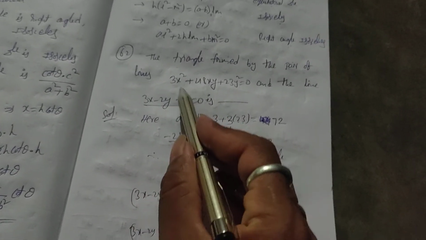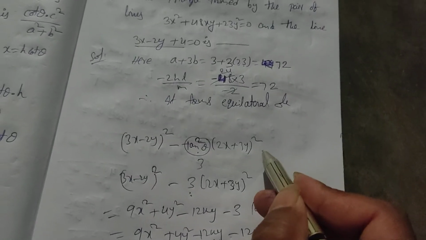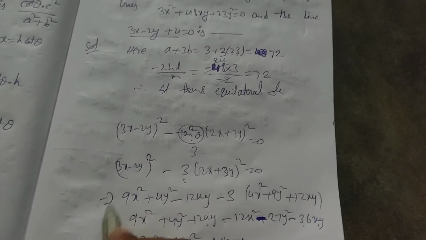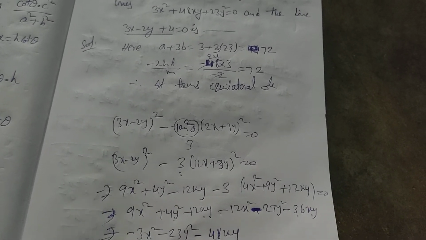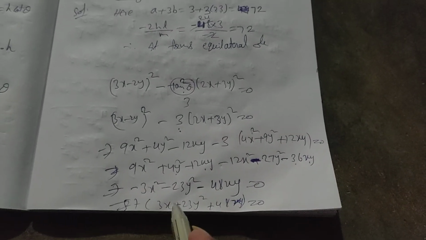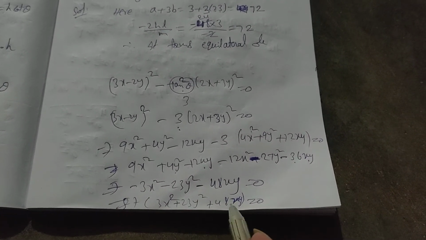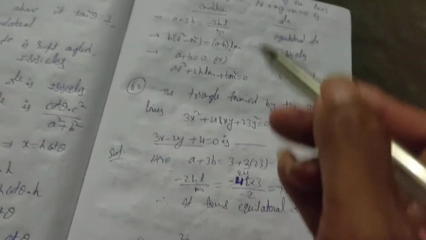So 3x square plus 48xy plus 23y square, both are equal. Actually, it becomes 0. So if you take 0, what does it say? If minus is transposed to this side, this is also 0. So it becomes 3x square plus 23y square plus 48xy is equal to 0, we got. So both are in the same way, but it is a little bit lengthy. It is very easy if you remember these formulas.